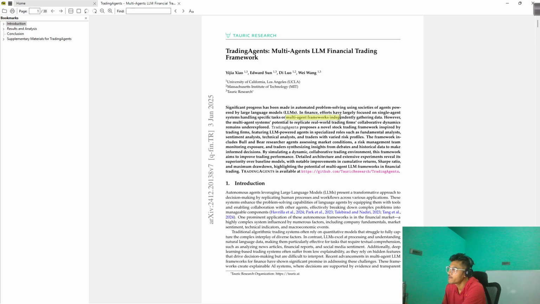Or multi-agent frameworks independently gathering data. However, the multi-agent systems' potential to replicate real-world trading firms' collaborative dynamics remains unexplored. So this is where trading agents comes in. Trading is a very real world task. Data keeps changing, new information is coming in, going out, and all this stuff, so we classify this as a real world problem.